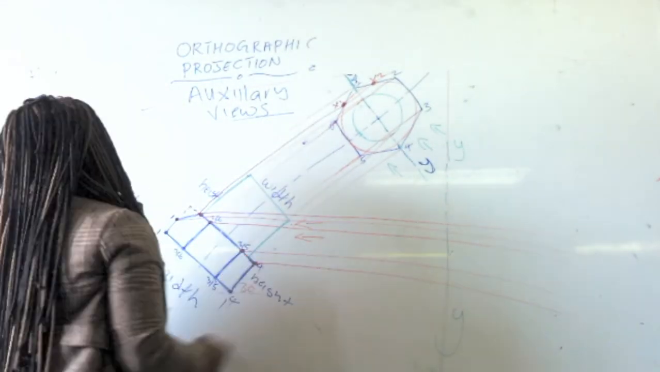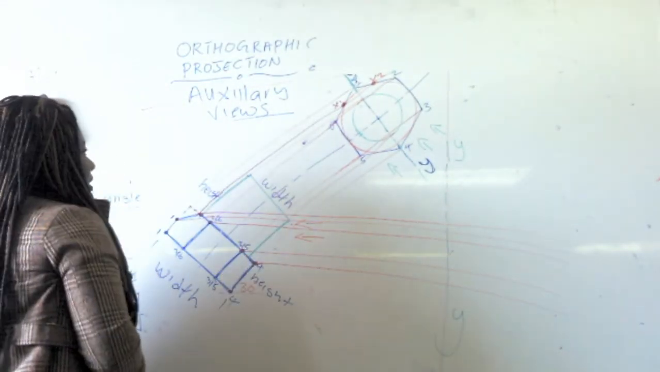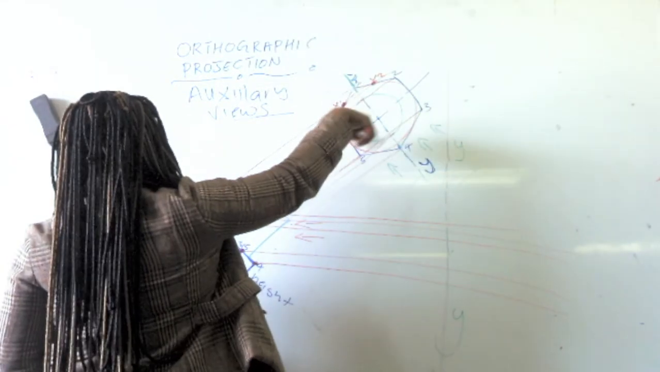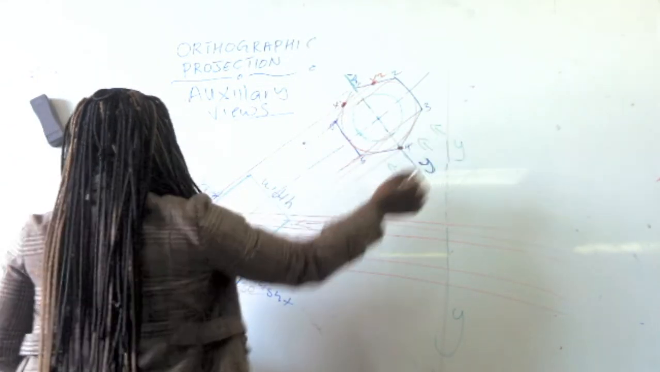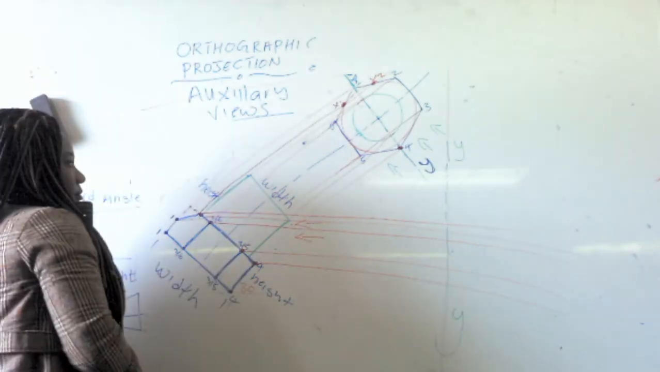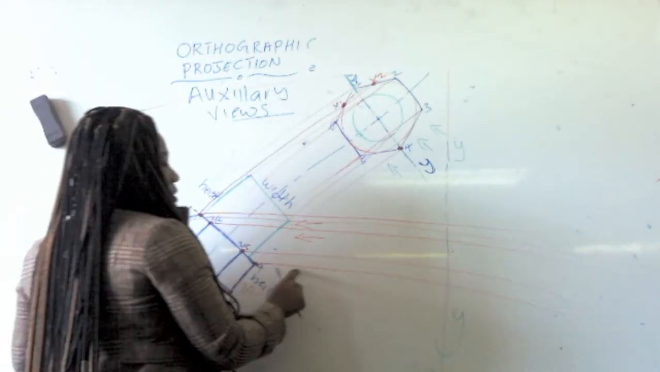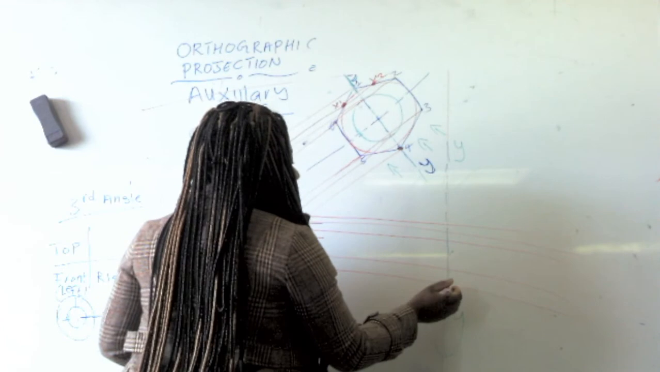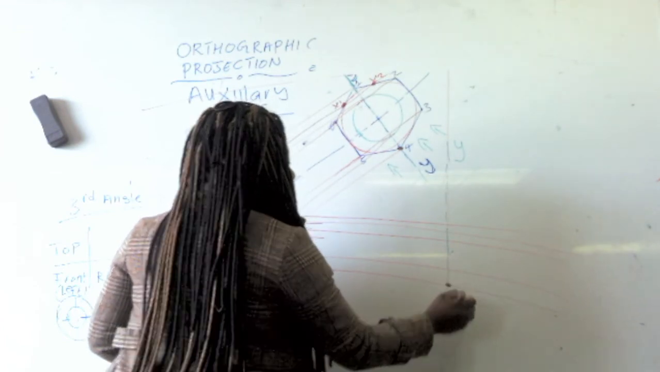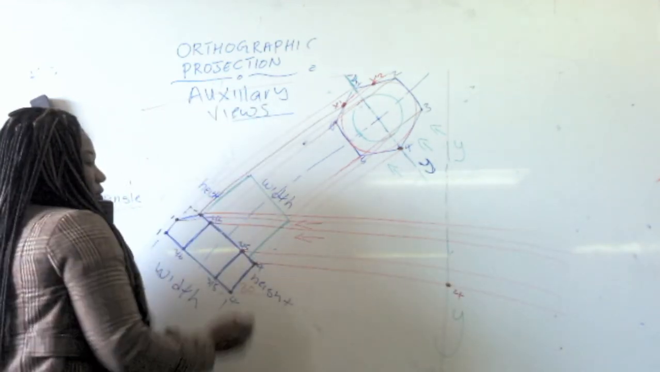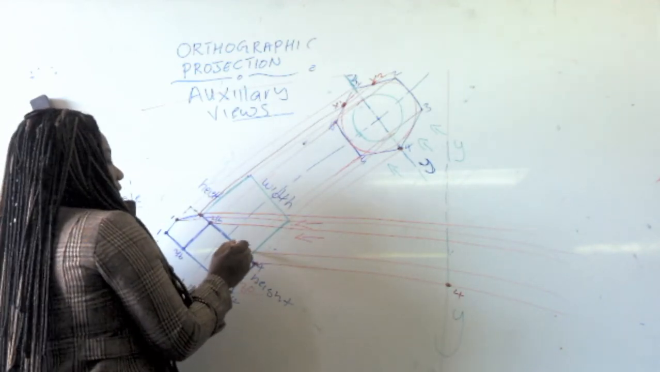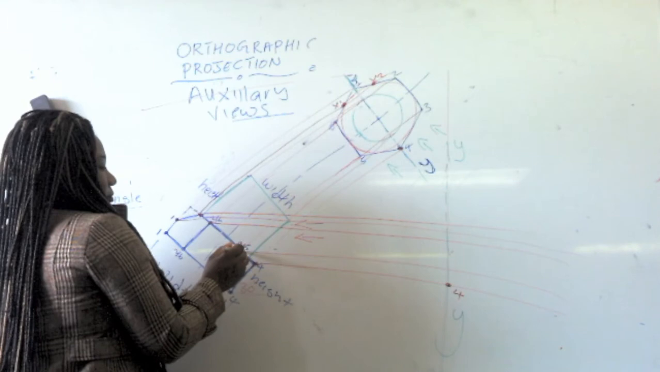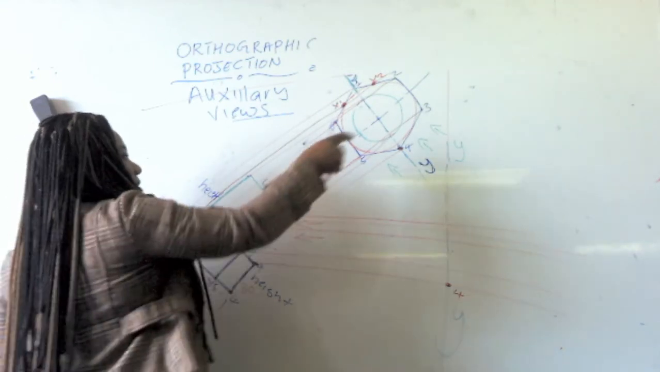Can you see point 4? Yes, ma'am. Where is point 4 on this auxiliary view? Is it on the Y line or is it away from the Y line? On the Y line. So when you go with this horizontal line, you mark point 4 on your Y line. Let's go to 3 and 5. Are 3 and 5 on the Y line or away from the Y line? Away. So it means you need the compass.